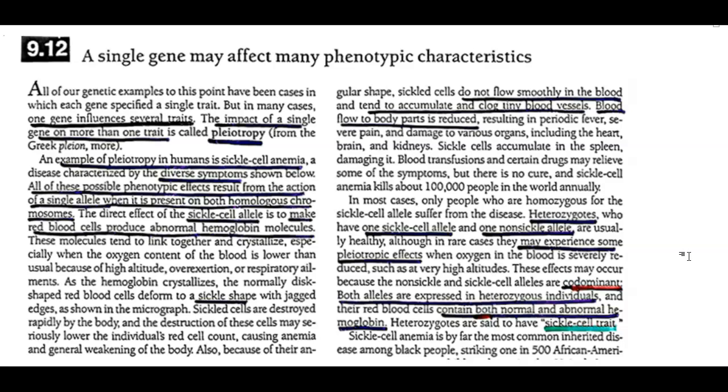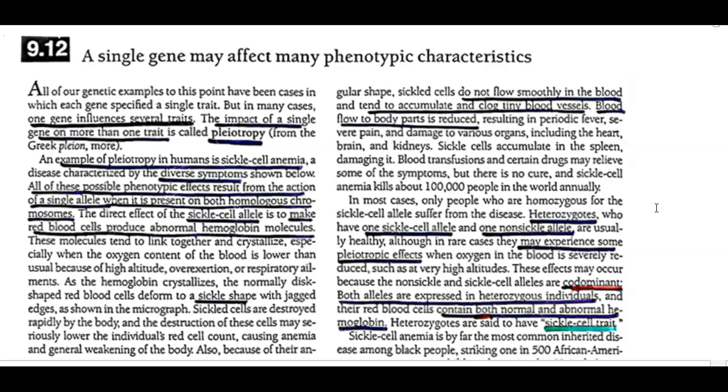Okay, let's look at the codominant part now. Over here it says, in most cases, only people who are homozygous for the sickle cell allele suffer from the disease. Heterozygotes who have one sickle cell allele and one non-sickle allele are usually healthy, although in rare cases they may experience some pleiotropic effects when oxygen in the blood is severely reduced, such as at very high altitudes. These effects may occur because the non-sickle and sickle cell alleles are codominant.